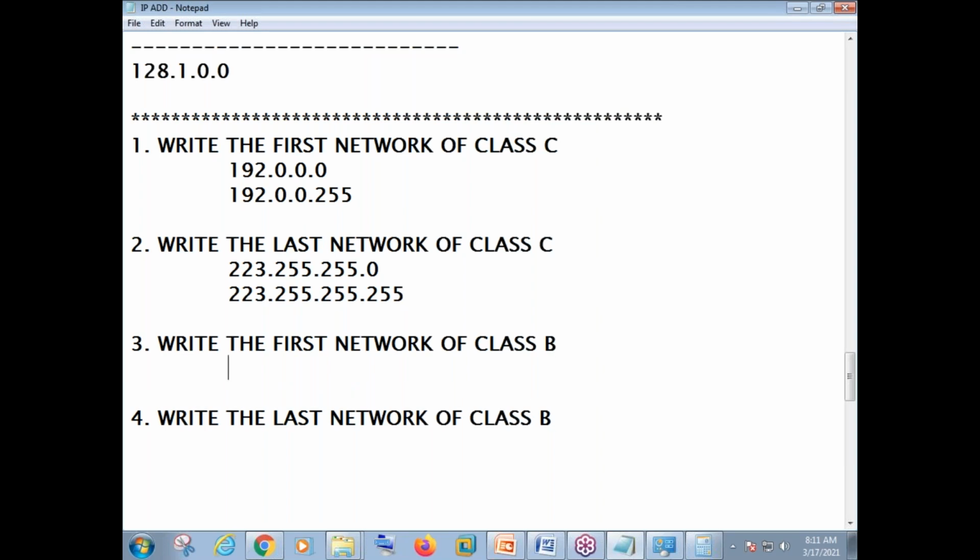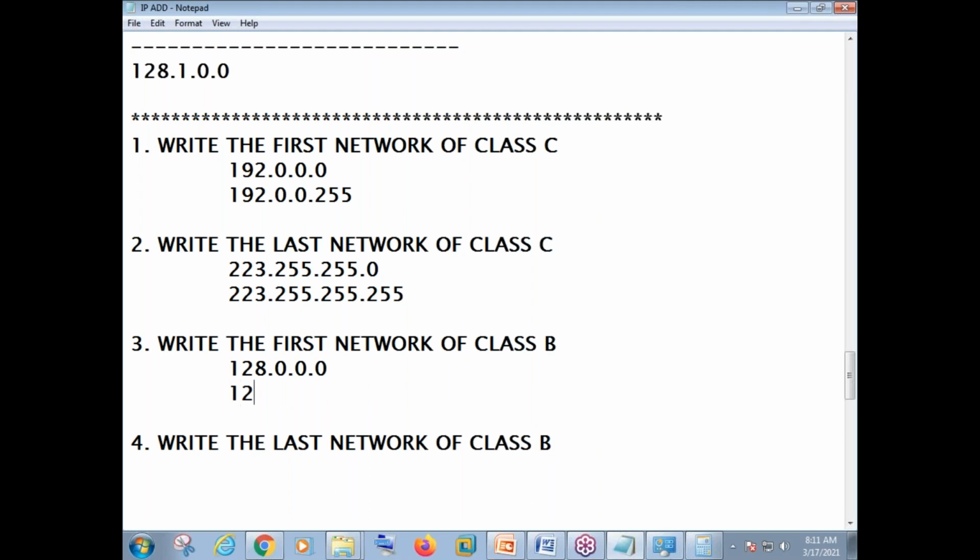Class B, anyone please? What is the first network of class B and last network of class B? Okay, so what is the range here? It is 128. Class B starts from 128 dot. The second octet will be like 0, then 0 and 0 up to 128.0.255.255. This is the range.